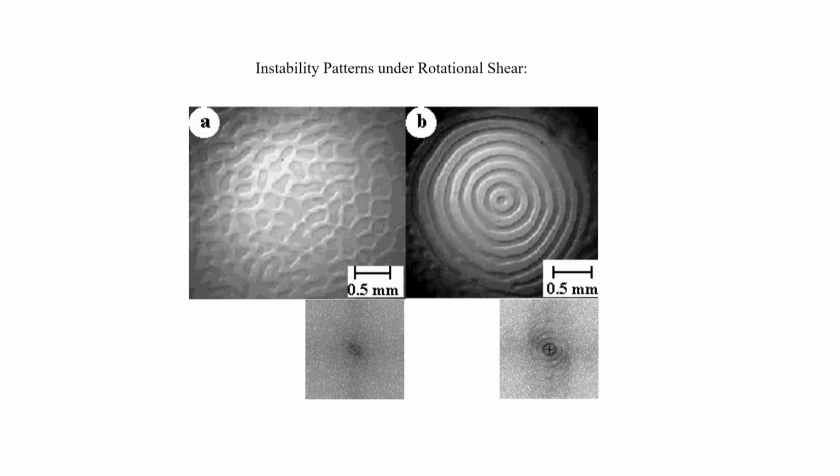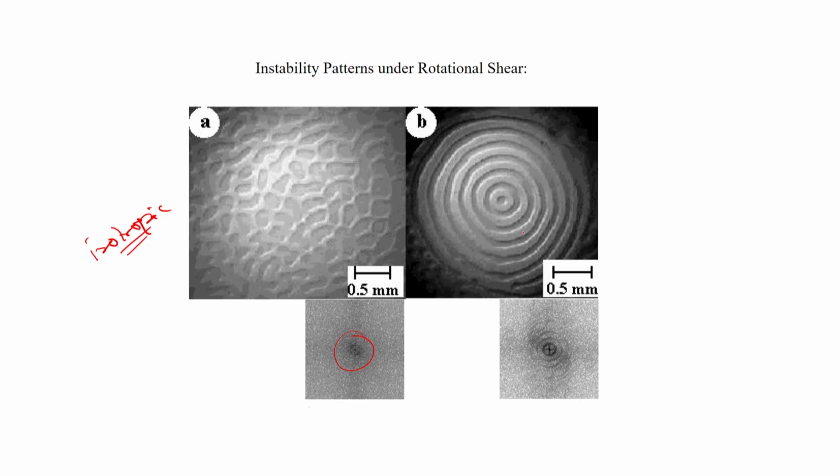This instability is isotropic. You can see there is no direction over here, and so the wavelength of this kind of instability can be obtained by what is known as the FFT, fast Fourier transform, of this pattern, and that we did here. We can obtain the wavelength from analyzing this FFT of these images.